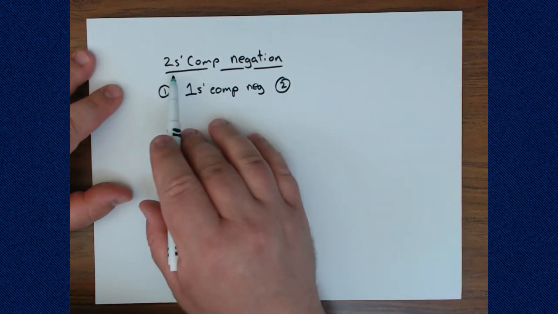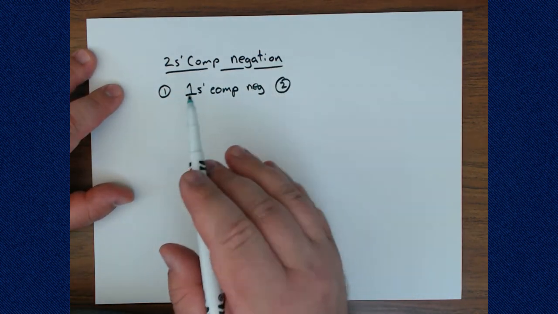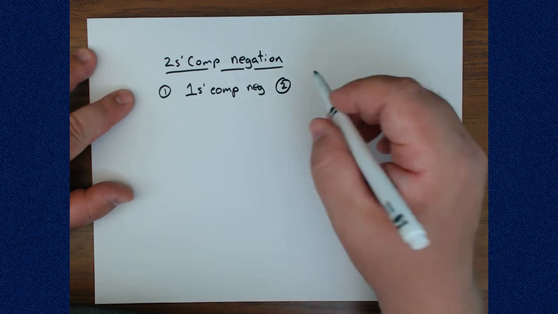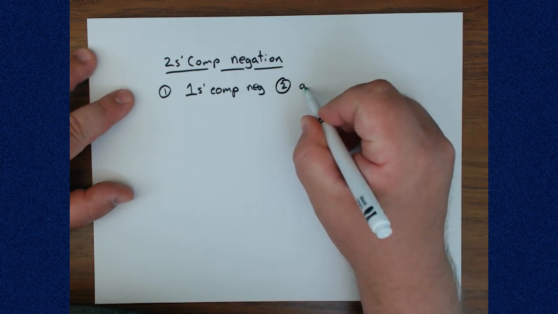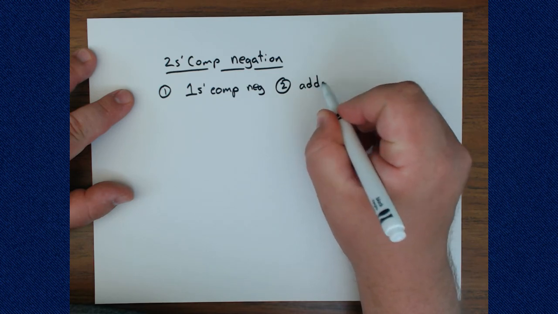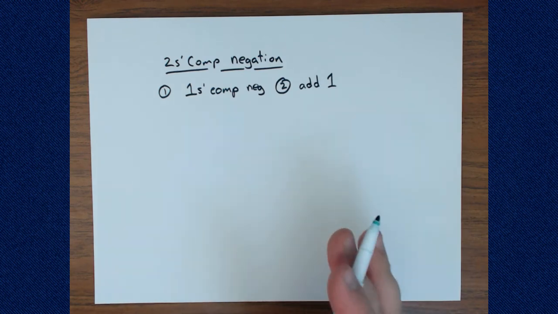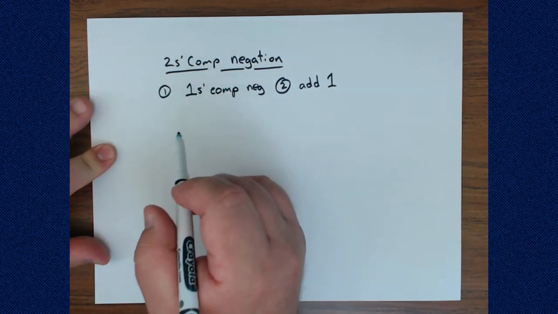So since we shifted all these 3 rows down 1 in the table, we effectively added 1, which means that back here in figuring out how to do 2's complement negation, we start with 1's complement negation, flipping all bits, and then we add 1. And that's basically it.